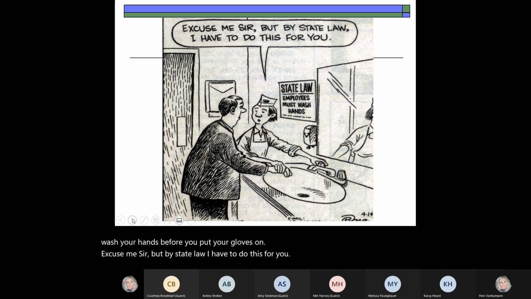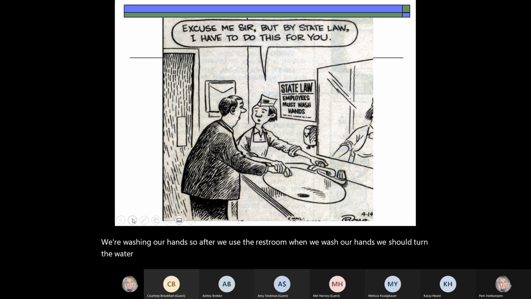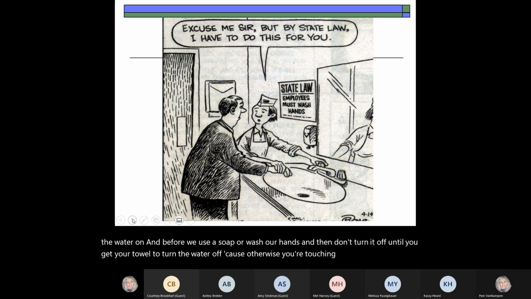When we're washing our hands, so after we use the restroom, when we wash our hands, we should turn the water on before we use the soap or wash our hands. And then don't turn it off until you get your towel to turn the water off, because otherwise you're touching the dirty spigot or the handle with your clean hands. And then again, use that towel to open the door.